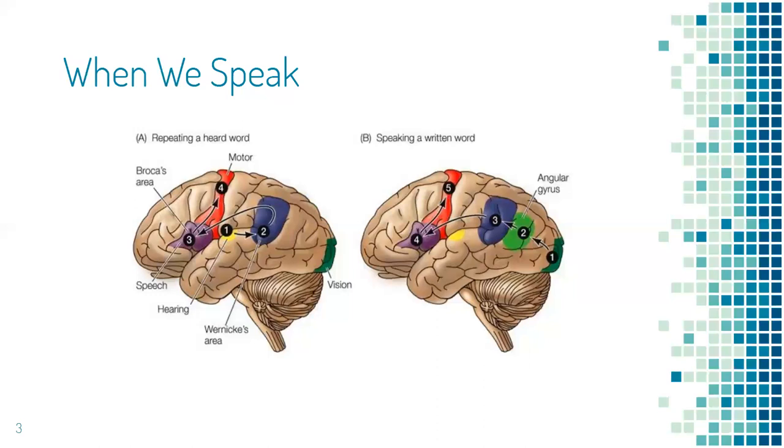In general, when we speak, we first formulate what we are going to say in the Wernicke's area. Then our plan for speech is transmitted to the Broca's area, and finally the motor cortex carries out the plan of speech. However, there are slight differences in the process depending on whether we are repeating a word that we heard or speaking a written word.